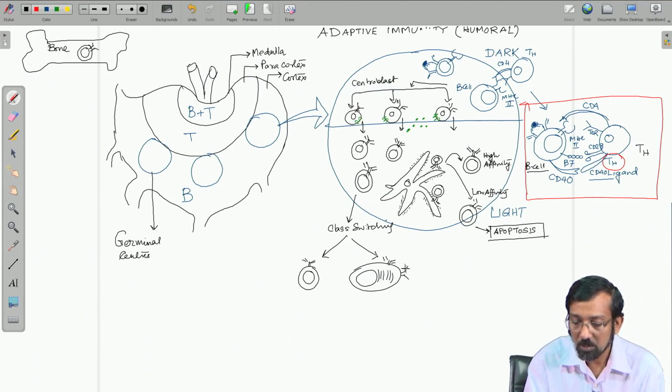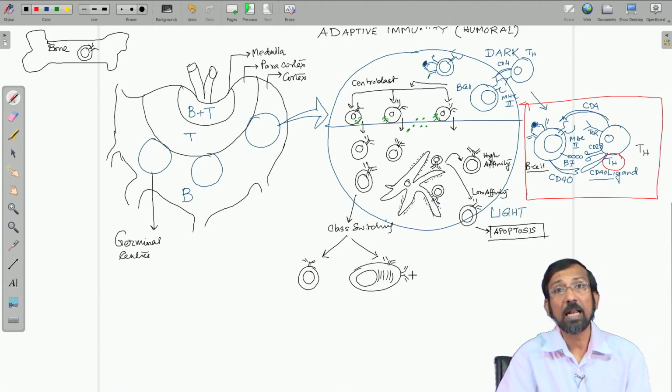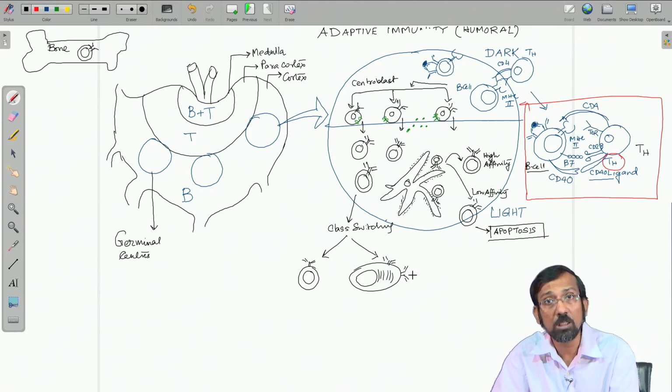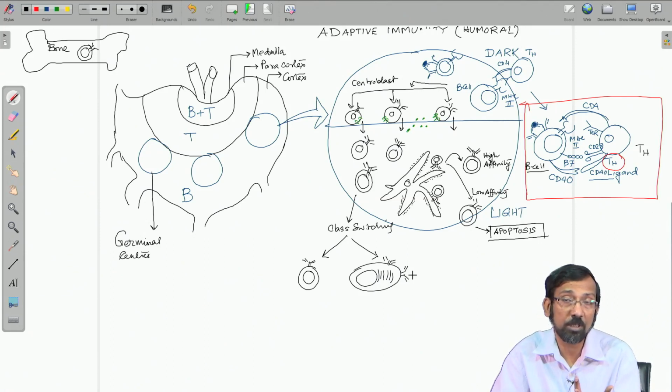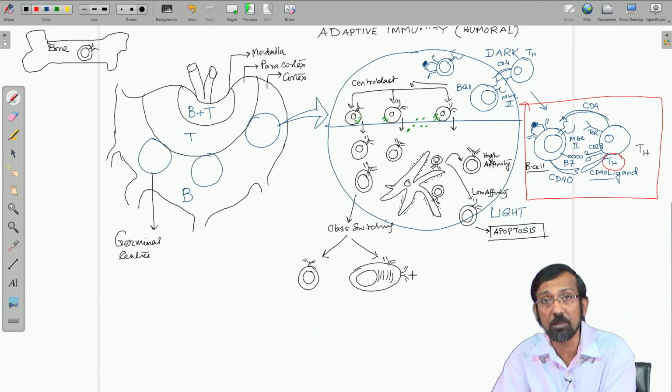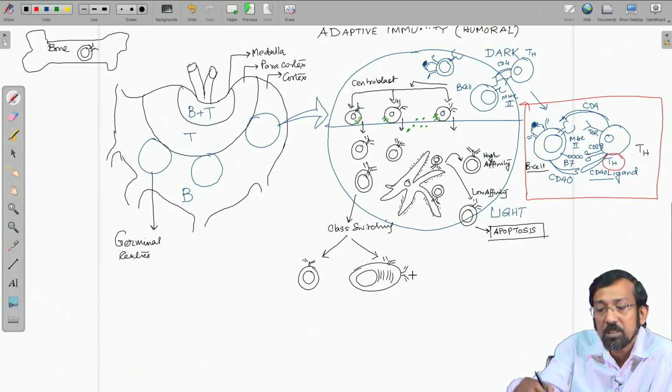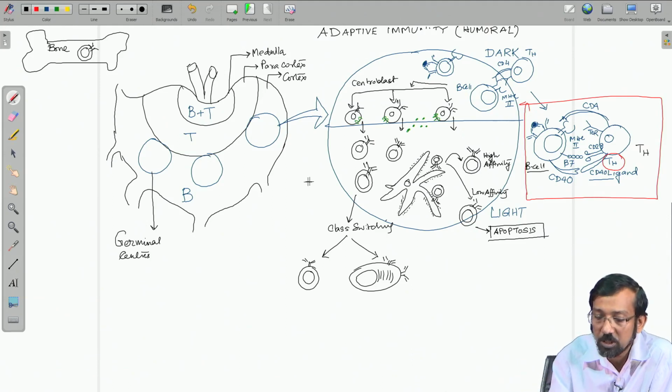So, they will start producing the antibodies. These plasma B cells are the cells which are finally the effector cells. So, they will produce the antibodies. Now, these antibodies will go to the site of action, that is the site of infection or the site of inflammation, and they do their respective jobs. So, now overall what we have seen is what happens inside the germinal center.